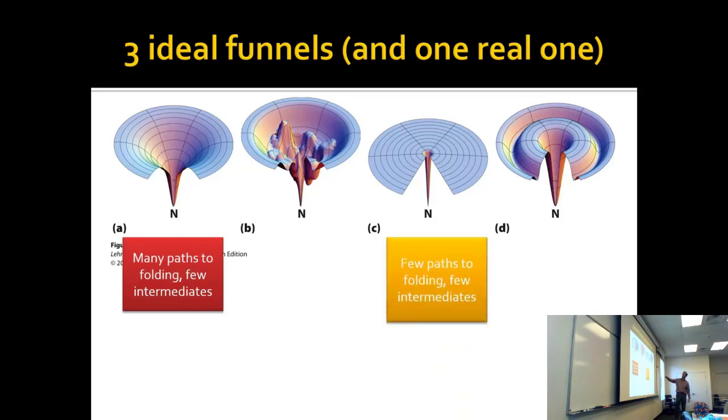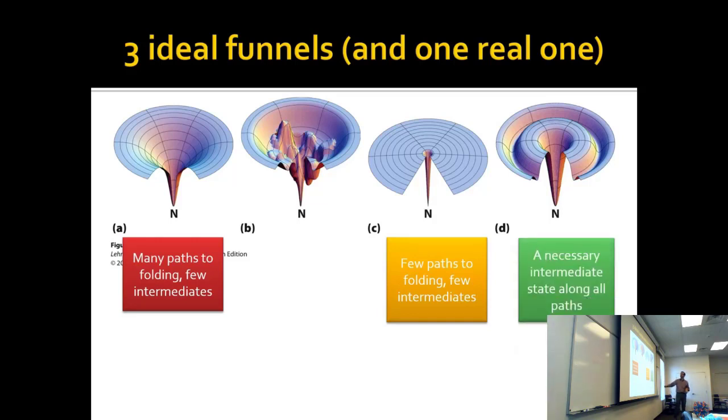This one right here is sort of an idealized one where you have very few paths to folding. It's hard for it to find the folding. But once it finds the crucial, weird configuration, everything else snaps into place. So this one will actually be also a very cooperative protein. It's either all or nothing. There's not much intermediate there.